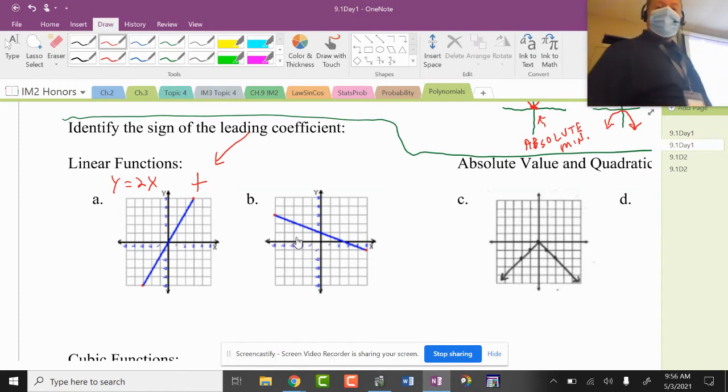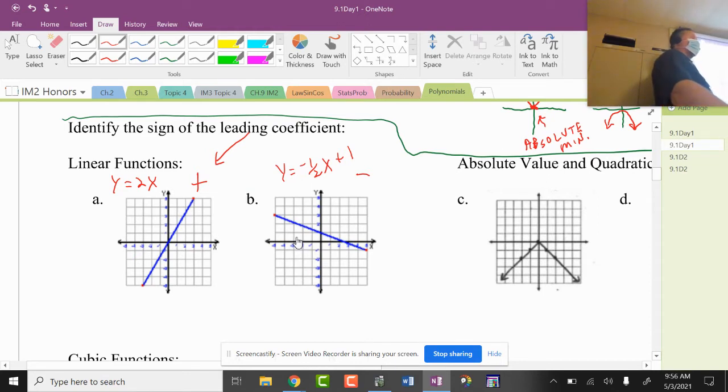What's the next one? Negative. Actually, the equation of this one, best matching this, would be negative 1/2 x plus 1, because it does have a y-intercept of 1, right? Right? So that would be the actual equation from that. Hopefully you remember that from last year in grade school.